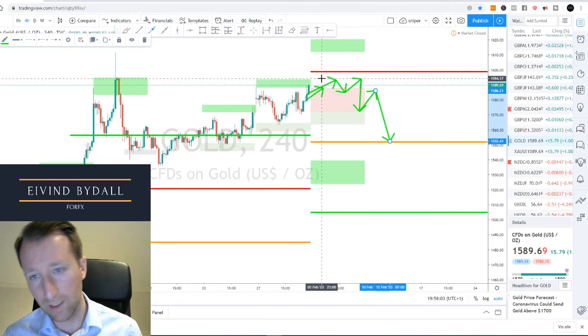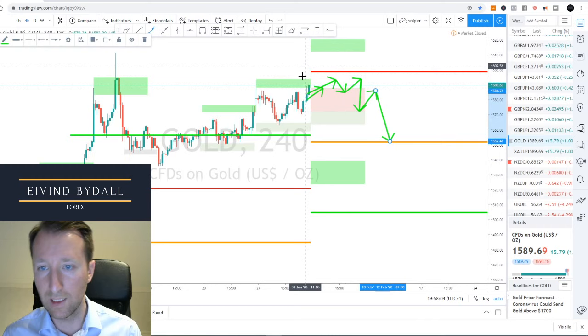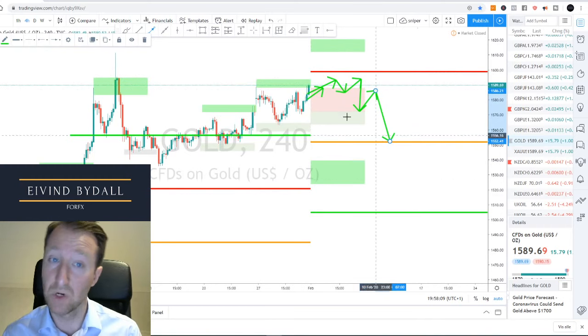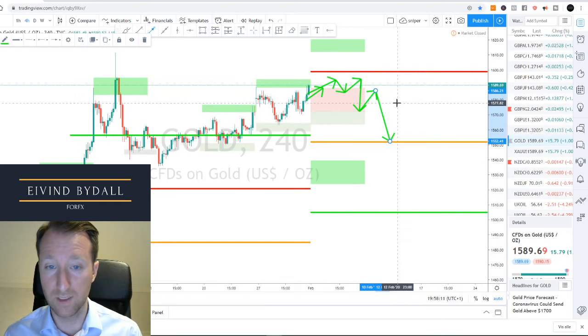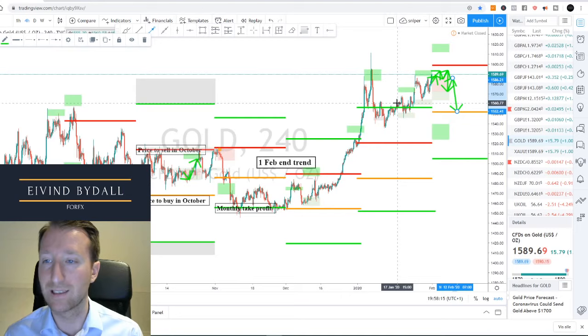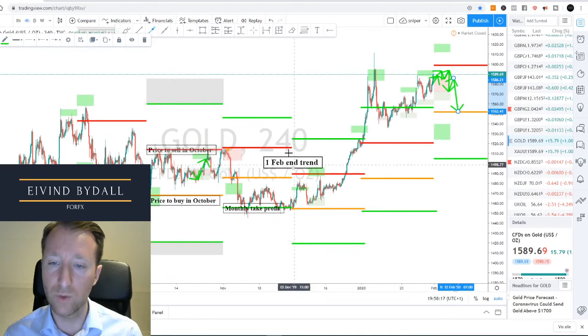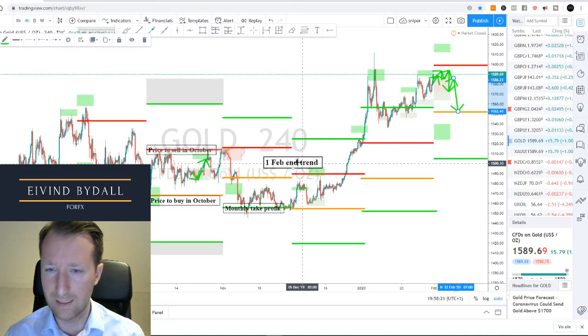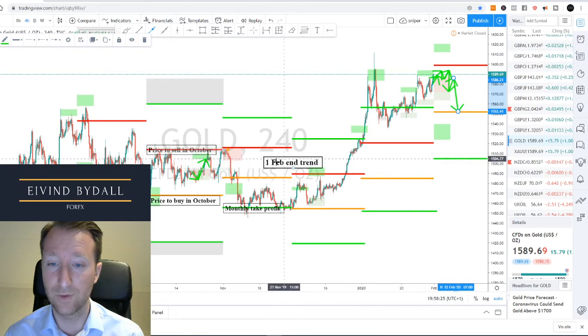So it is currently at resistance, at around the monthly sell, weekly sell. Is it a good place to buy? No, not at all. And by the way, if you want to go to one of my videos in early December or November, I said end of trend, 1st of February.